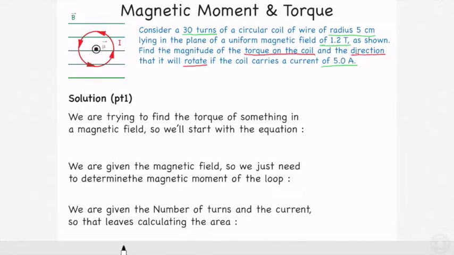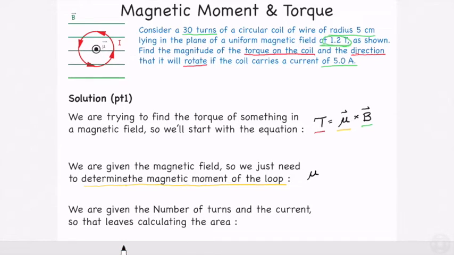So the strategy we're going to use is that because we're trying to find a torque on something that's in a magnetic field, the natural relationship that comes to mind is the fact that we know that the torque on something with a magnetic moment is equal to that magnetic moment crossed with the magnetic field. Remember, we are trying to solve for the torque. We are given the B field, that's the 1.2 Tesla up here. So that just leaves us trying to figure out the magnetic moment of this current loop.